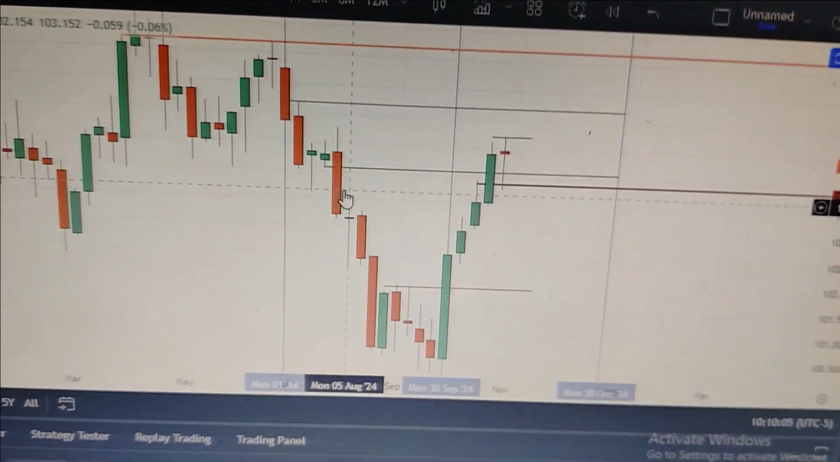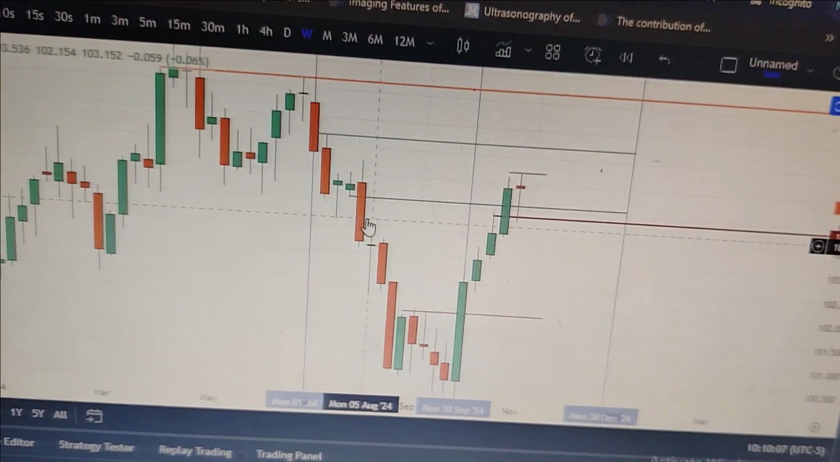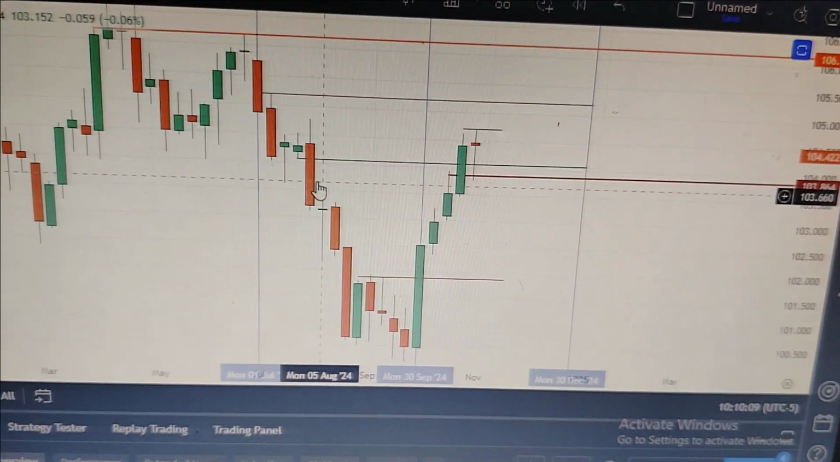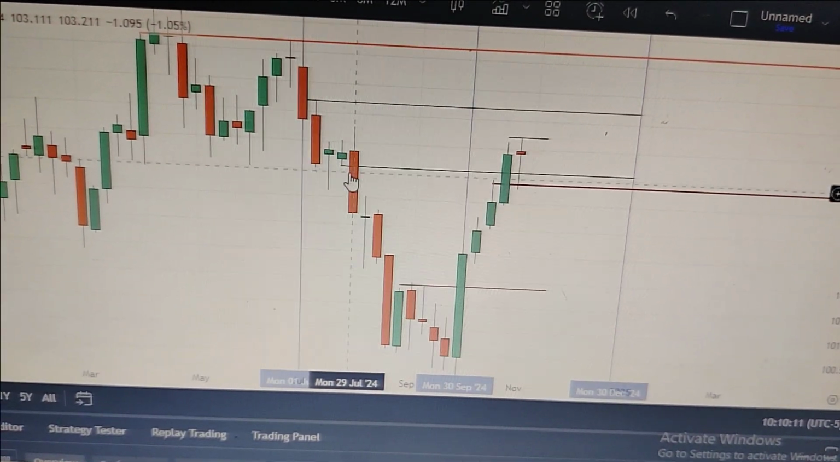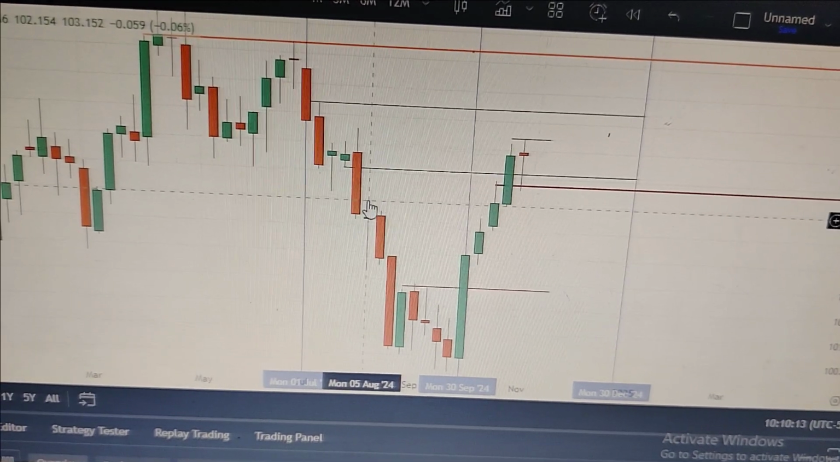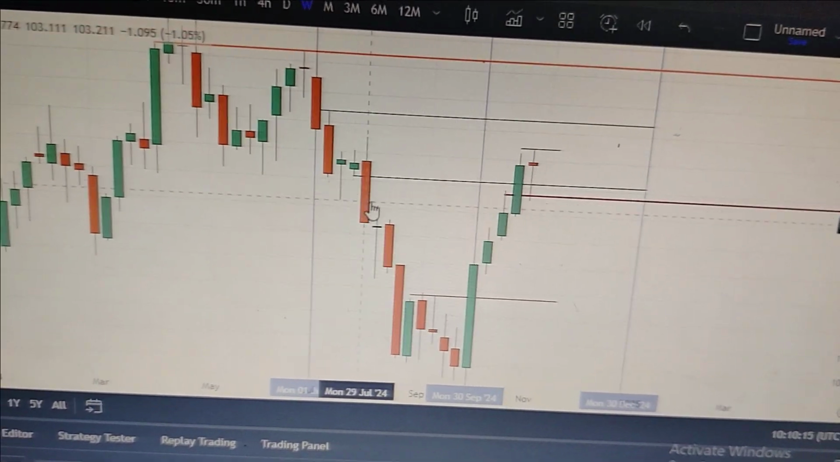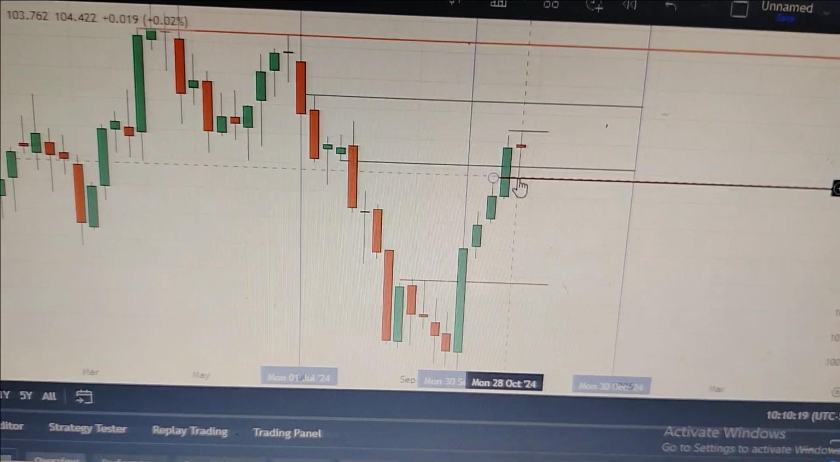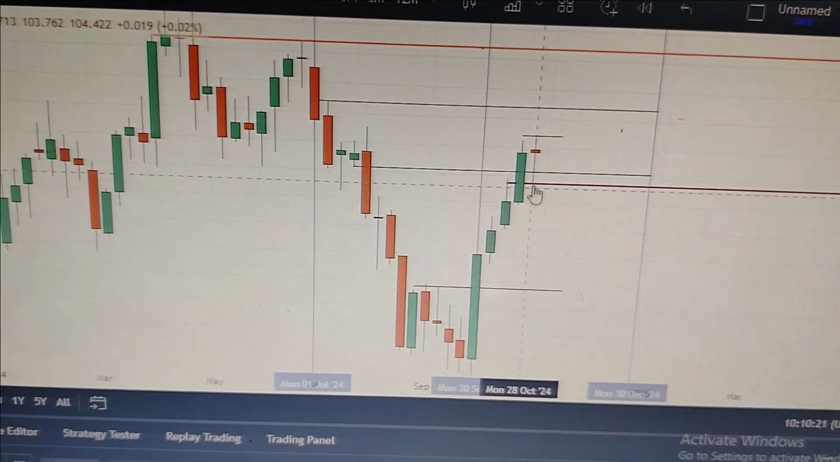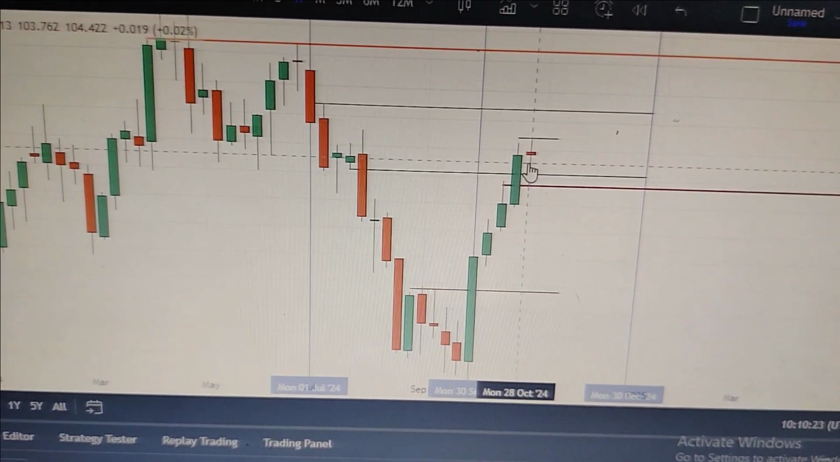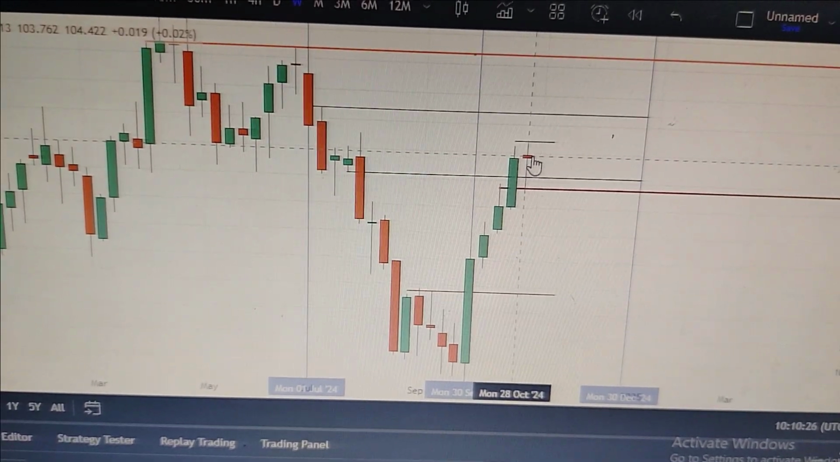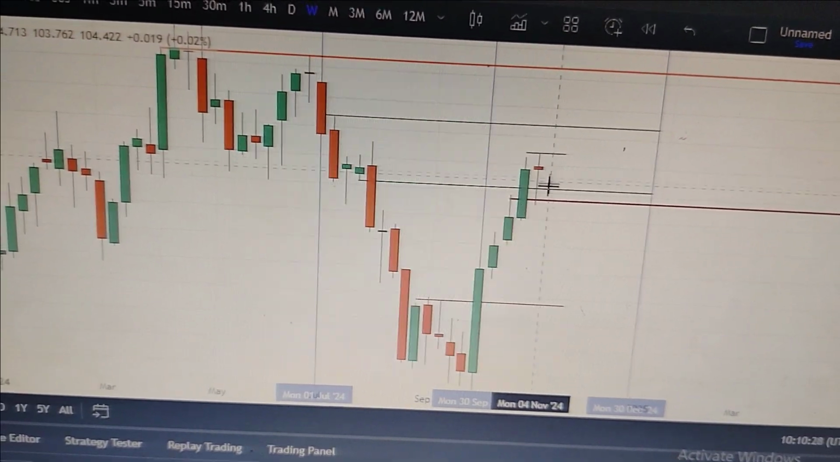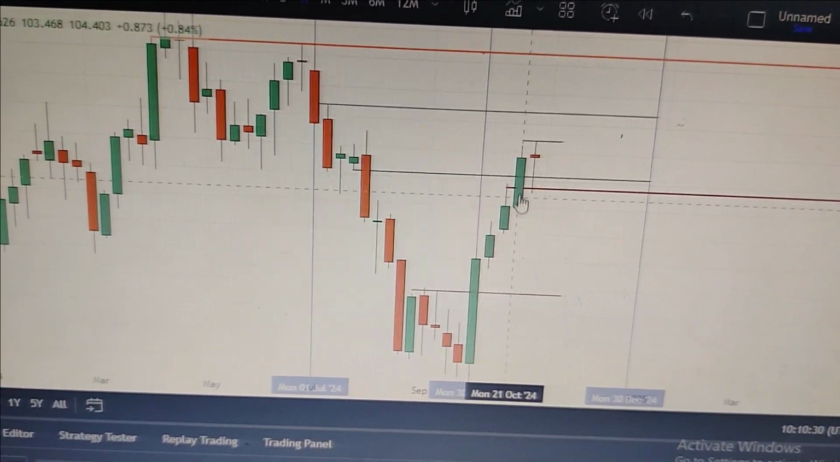A fair value gap is a three-candle formation in which the first candle and the third candle do not overlap. So this candle and this candle did not overlap with the wicks, creating a gap in the middle. So price came and retested this gap, and it is rejecting, which means it does not show any signs of coming down.